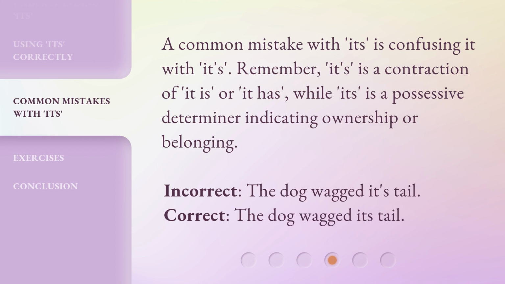A common mistake with its is confusing it with it's. Remember, it's is a contraction of it is or it has, while its is a possessive determiner indicating ownership or belonging. Incorrect: the dog wagged it's tail. Correct: the dog wagged its tail.